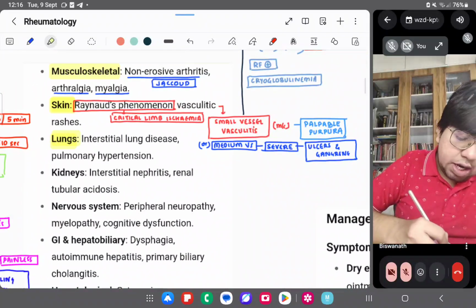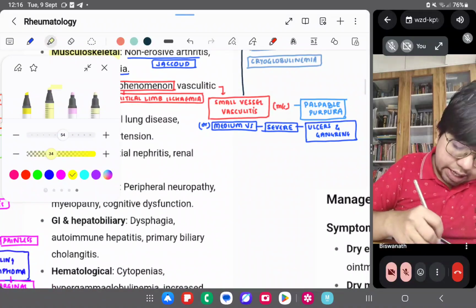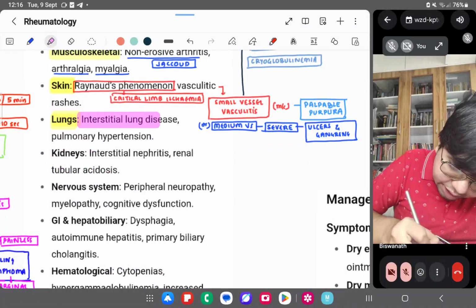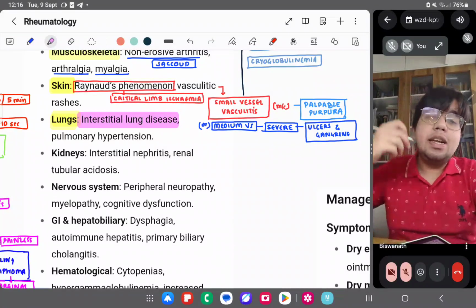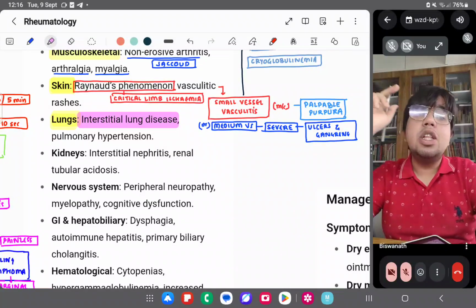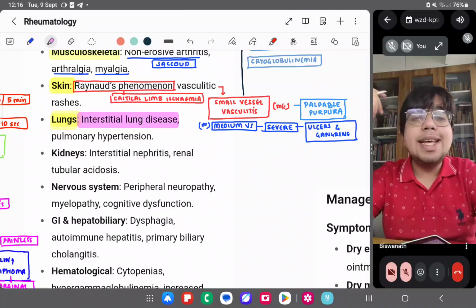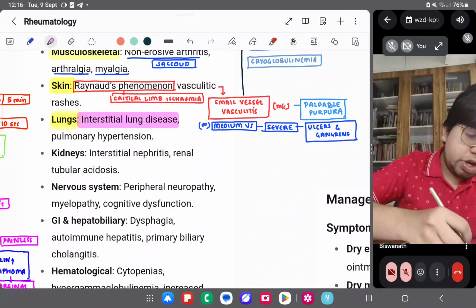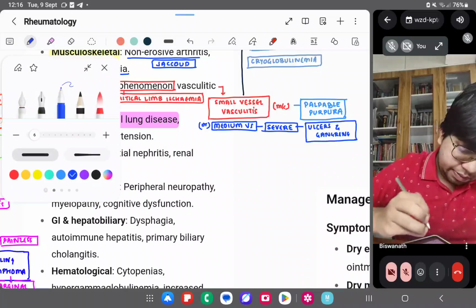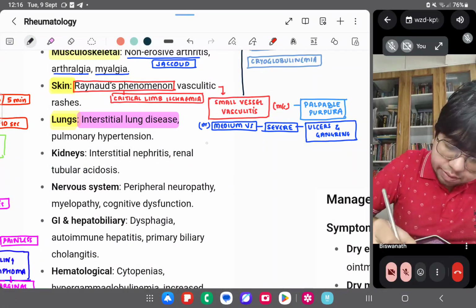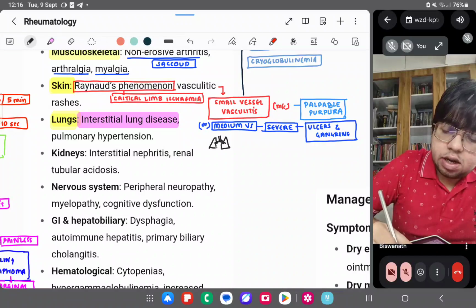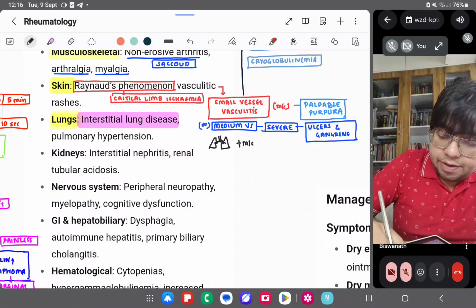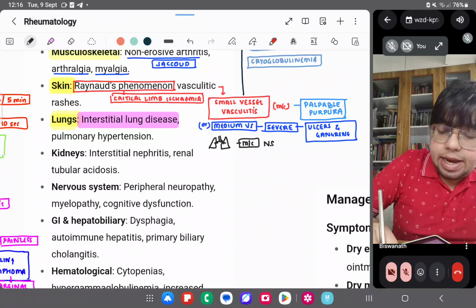Now let's come to the lungs. It is causing interstitial lung disease. In interstitial lung disease, the most common manifestation in the lung is NSIP.